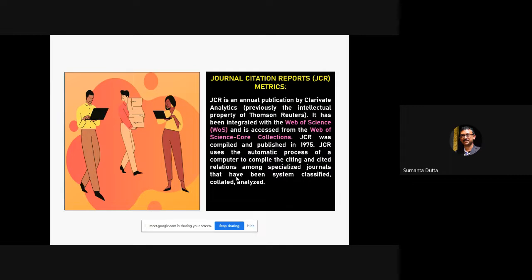So that the impact factor of this can be judged. That is the main objective of this JCR matrix from the publication house, from the journal point of view. They collect, classify, collate and analyze, and put it in, so we have a JCR matrix. I will show you later on how it is being done.